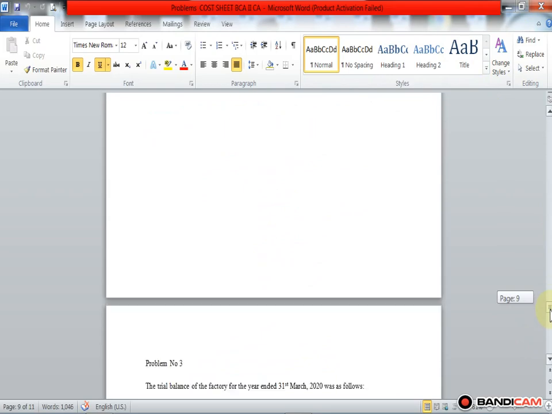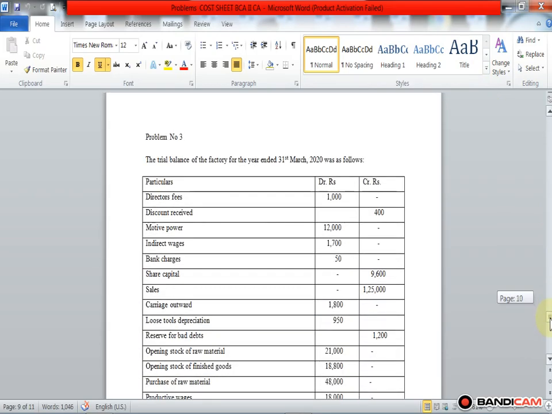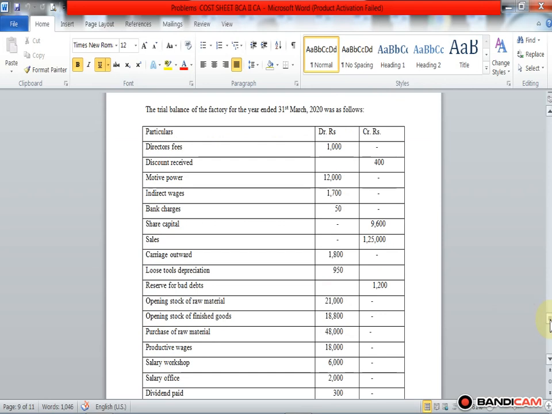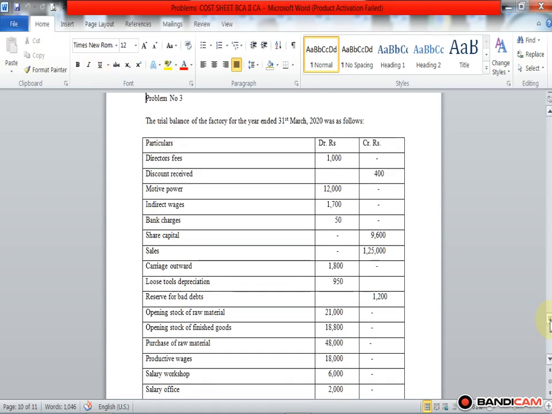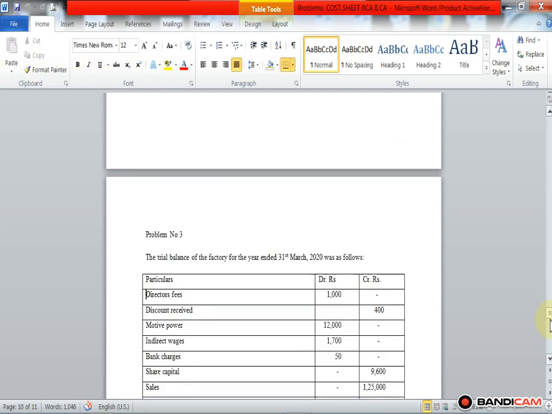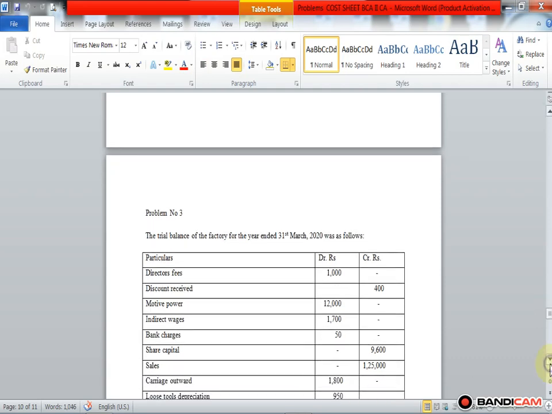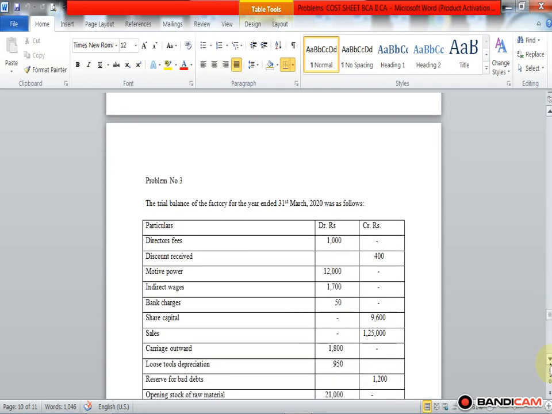Then the next step is to transfer or distribute the expenses to particular heads. Here is problem number third. The trial balance of the factory for the year ended 31st March 2020 was as follows.